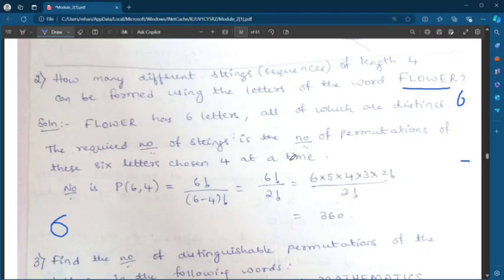The required number of strings is the number of permutations of 6 letters chosen 4 at a time. So now you have to apply the formula P(n, r), where n is 6 and r is 4, which equals 6 factorial divided by (6 minus 4) factorial, that is 2 factorial. 2 factorial is 1 into 2, and 6 factorial is 1 into 2 into 3 into 4 into 5 into 6. So the 2 will get cancelled and you will have only 3 into 4 into 5 into 6. That is your answer, 360.